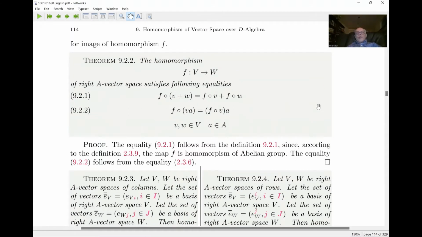In a similar way, we may consider homomorphism of right A vector space. The homomorphism F of right A vector space satisfies equalities 2.1 and 2.2, where V and W are vectors and A belongs to algebra A. And again, I want to draw attention to the difference between homomorphism and linear map, because for linear map, we have inequality 2.2, element of field D.